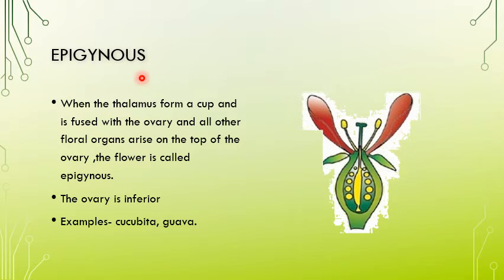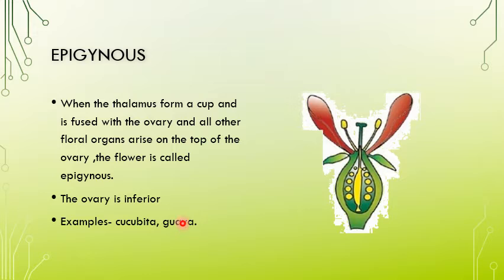The next is your epigynous, when the thalamus forms the cup and is fused with the ovary. They form the cup and fused with the ovary, and all other organs rise at the top of the ovary, means ovary se upar. So the ovary is inferior. The example is cucurbita. This is cucurbita. Guava. This is called as a cucumber.